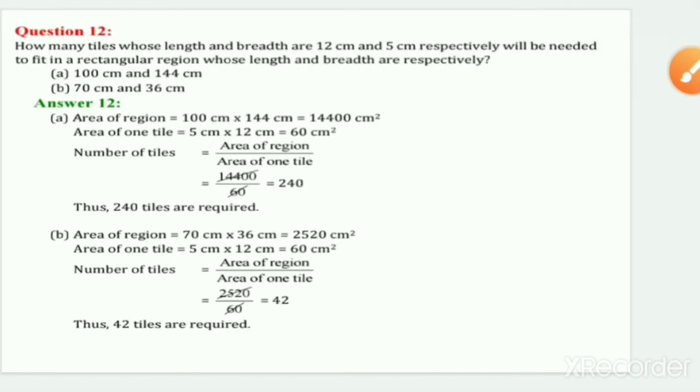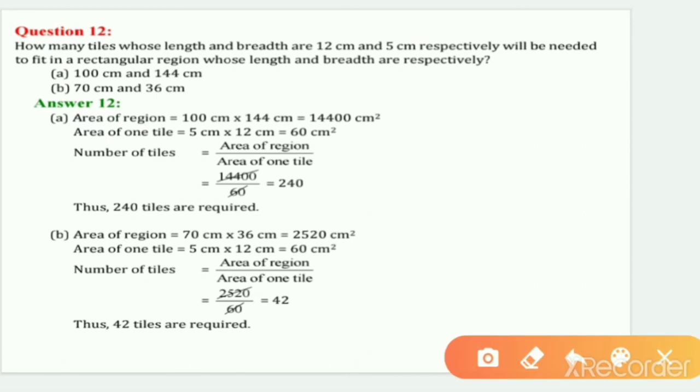Now we have the next question, that is the last question of the exercise. How many tiles whose length and breadth are 12 centimeter and 5 centimeter respectively will be needed to fit in a rectangular region whose length and breadth are respectively 100 centimeter and 144 centimeter? It is asking how many tiles will be needed to cover the rectangular region. So it means we will find the area for both the figures and we will divide them, right?